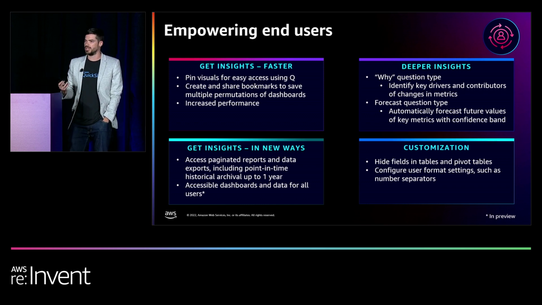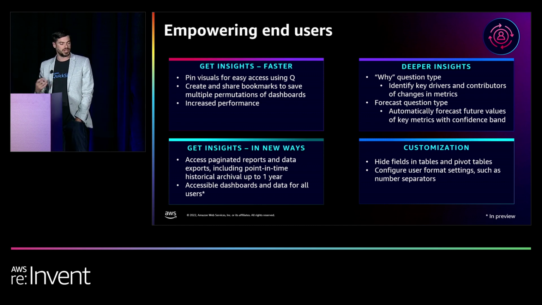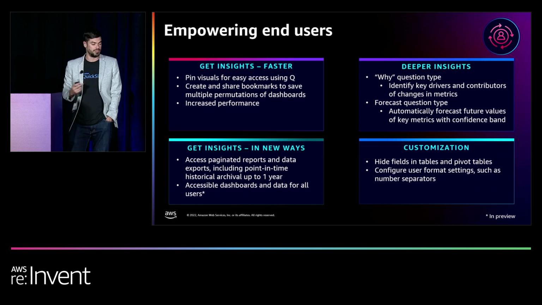So Amazon QuickSight Q is the natural language query part of QuickSight, where anyone with no technical skills can type a question out in plain English using natural language and get an answer. So we added a couple new question types to Q this week. One of them being forecasting, so on any time series data, being able to forecast that out into the future. And the second one, which I think is even more powerful, is this why question type.